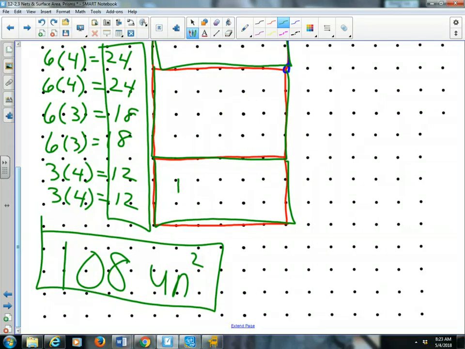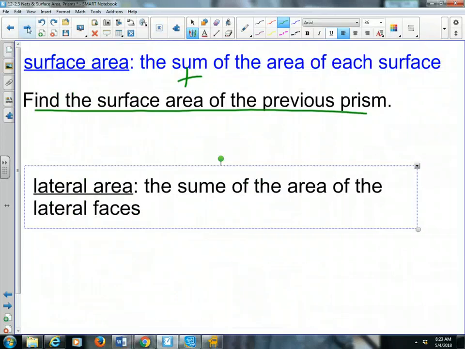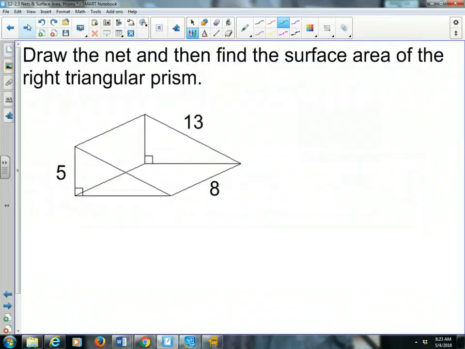Okay, so here's 1 square unit. Here's 2 square units, 3 square units, 4. There's 108 total. And that is what surface area is. Lateral area, a similar concept. It is the sum of the area of the lateral faces. So not counting the bases. That's what lateral area is. We do not count the bases.